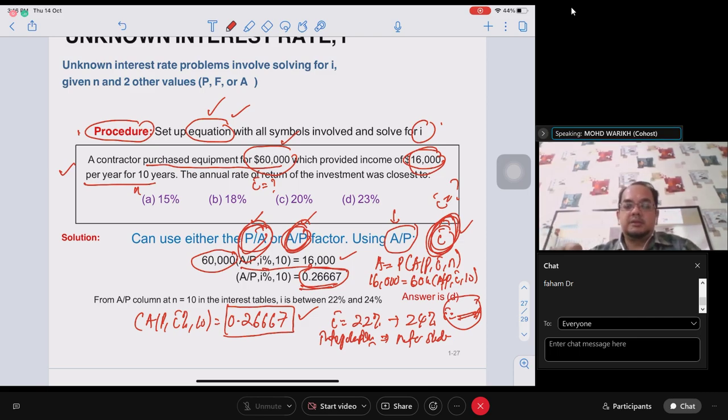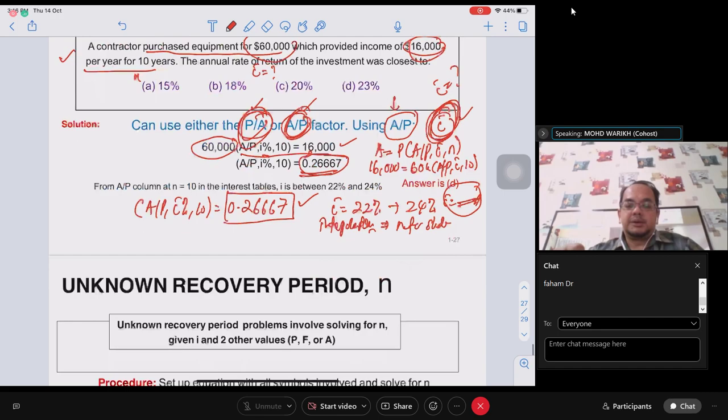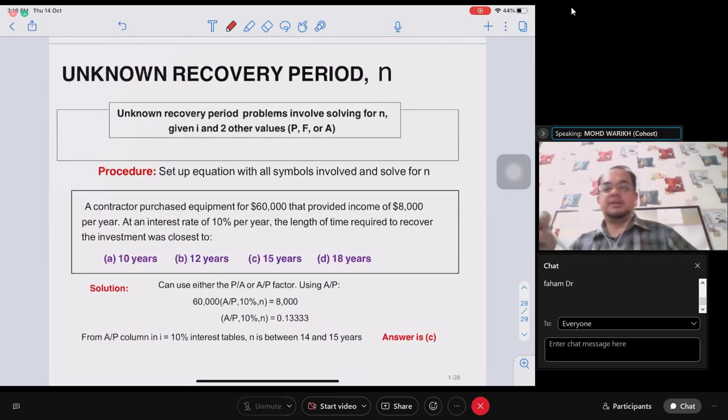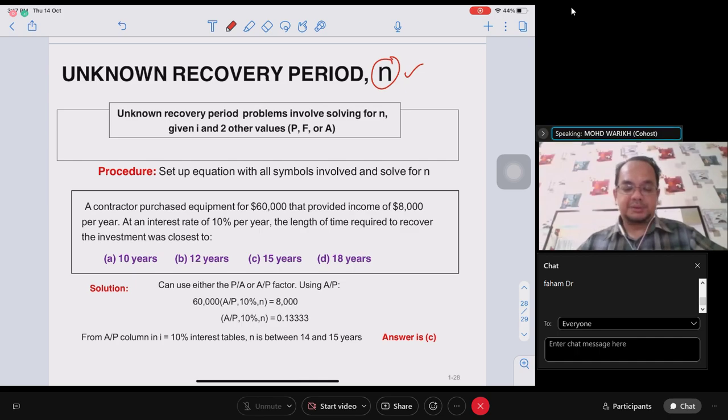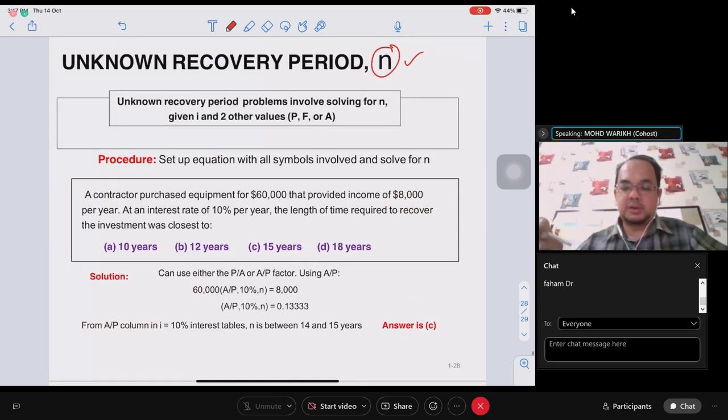Okay, if okay, later you try the tutorial question with this calculator. So the last one is about the n, the number of years. Actually, the number of n is quite straightforward. The step is the same as with the I. So find the I, but the n is quite straightforward.